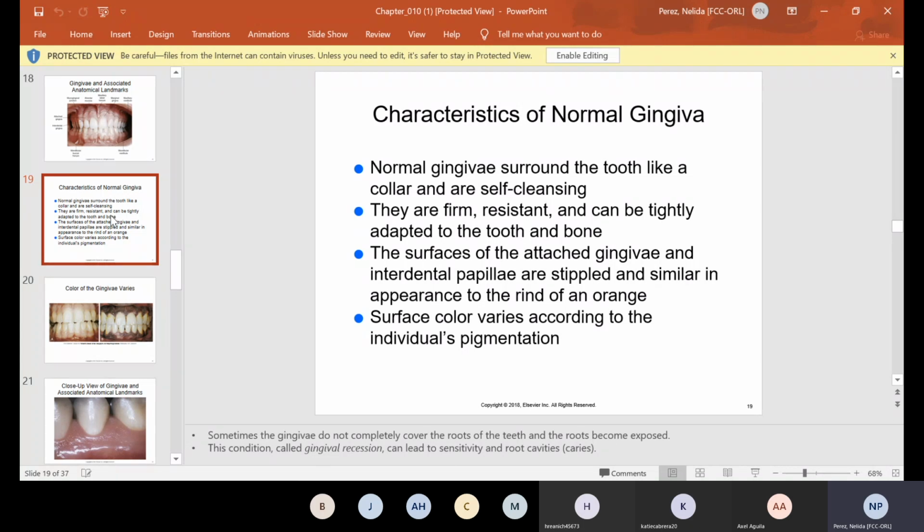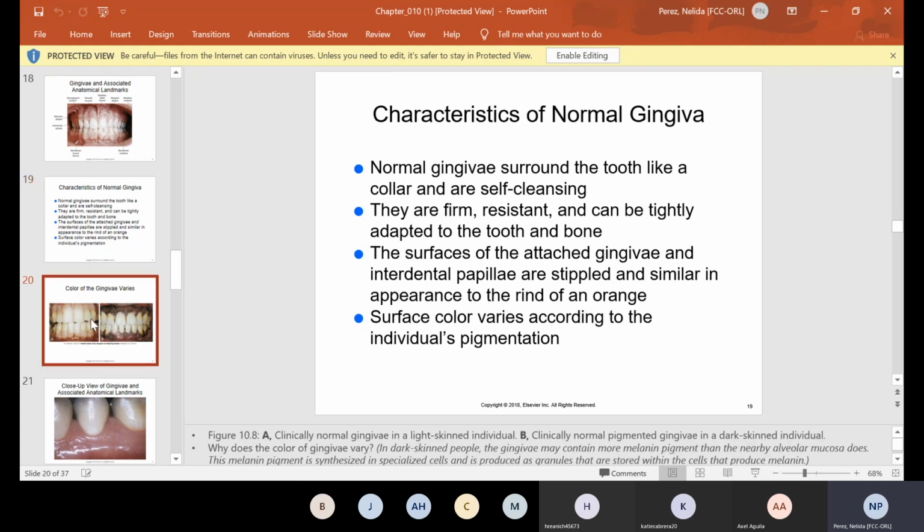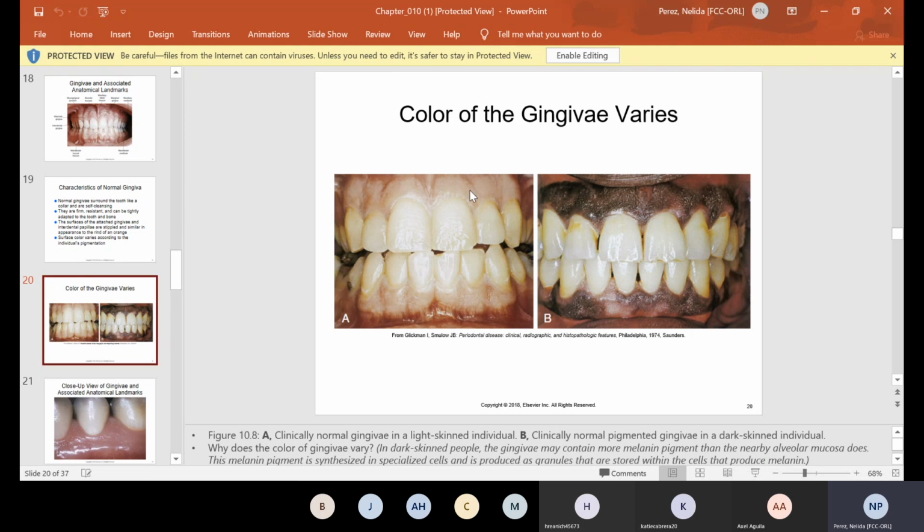The surfaces of the attached gingiva and interdental papilla are stippled and similar in appearance to the rind of an orange. Surface color varies according to the individual's pigmentation. So here is gingiva on a lighter person's skin tone, and here is one on a darker one. On the darker one, if you look at this person's gums, you can actually see what they mentioned: the gums have that little look to it like an orange peel, like it's stippled. It has those little holes. That's what it means, okay? Is there something wrong with it? Absolutely not. It's just the way it is, okay? That's how the gums are.